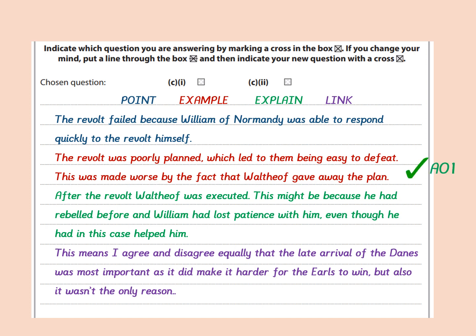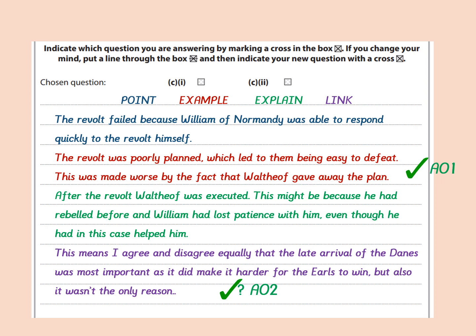In fact, you would pick up some AO1 marks here for this point about the revolt being poorly planned, which leads to its downfall, and the fact that Wulfioff gave away the plan, again, which is relevant to its downfall. You might possibly get some AO2 marks for this, but I'm not really convinced. It might be up to the individual examiner, and let's face it, the mood that they're in on that particular day. You can't really say that you agree and disagree equally. That's not taking a position, and that is not really going to get you the marks for AO2.